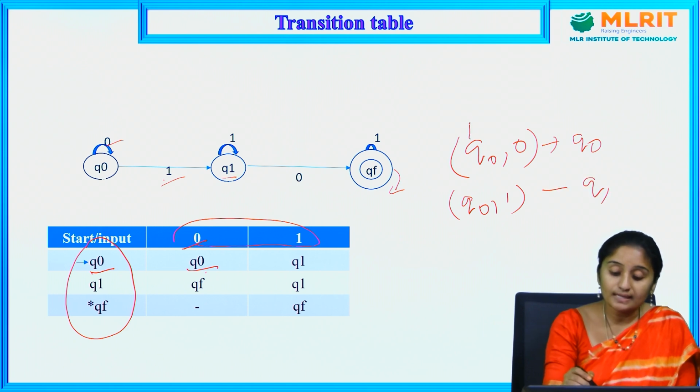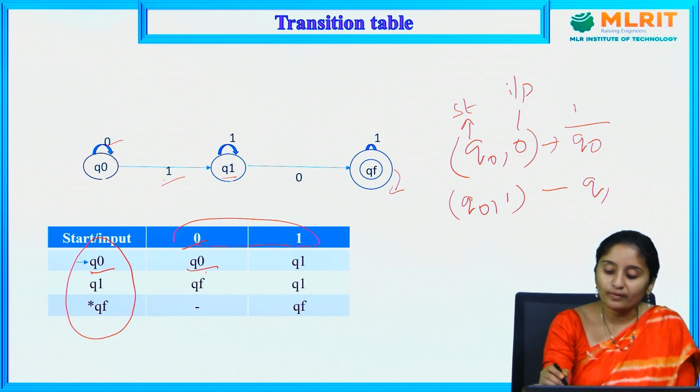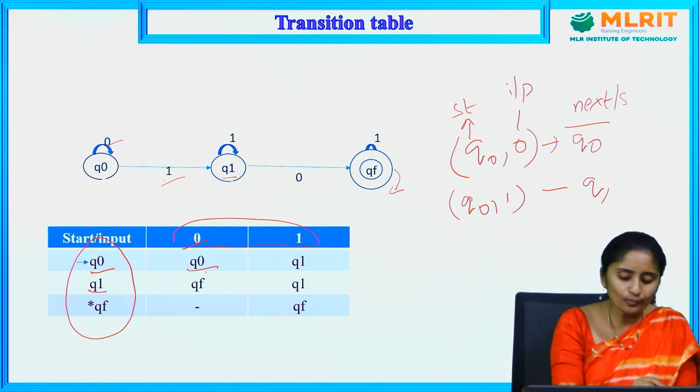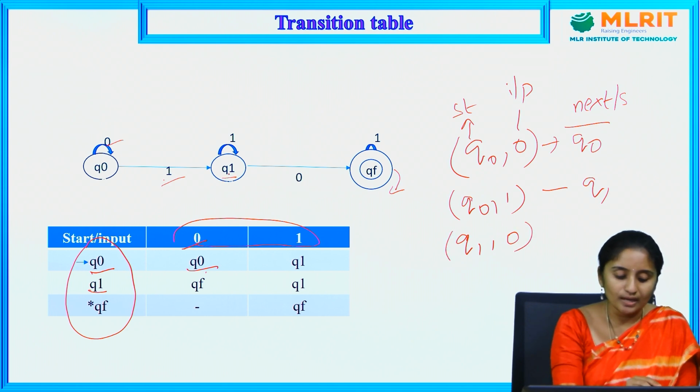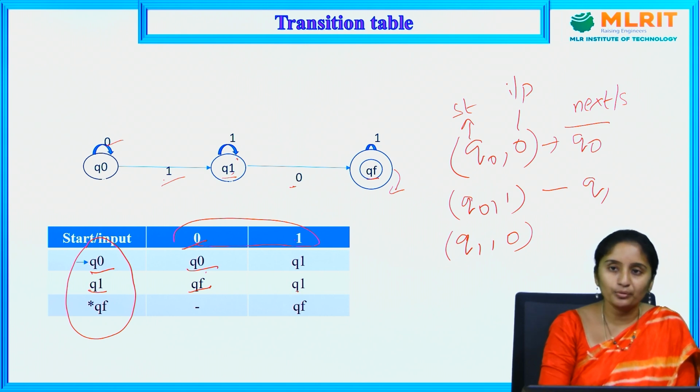See here, this is the state and this is the input symbol, and it is going to the next state or the same state. So this is the transition table: current state, input symbol, pointing to some new state. Next, Q1 on 0 input, where is it going? QF. Q1 on 1 input, it's staying in the same state. So self, Q1.